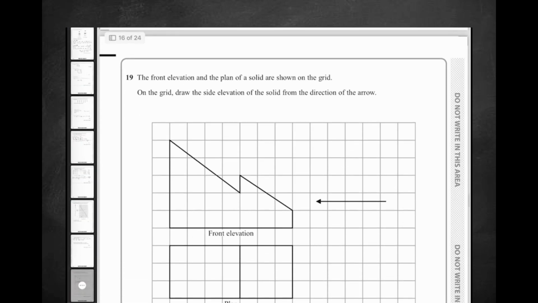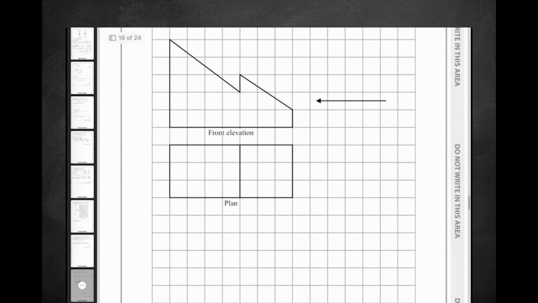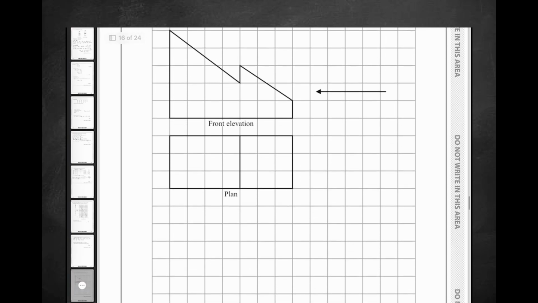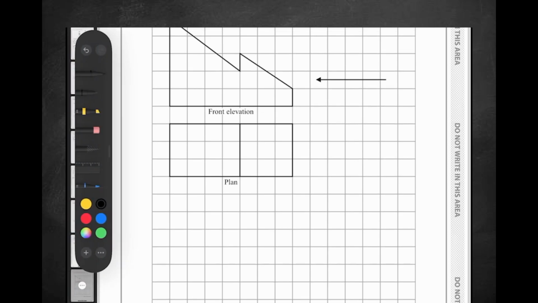Question 19. The front elevation and the plan of a solid are shown on the grid. On the grid, draw the side elevation of the solid from the direction of the arrow. Okay, so we'll start by drawing this bit, because this bit is sticking out the most, if you think of this as a 3D image flipped on its side. So I'll start it down here.